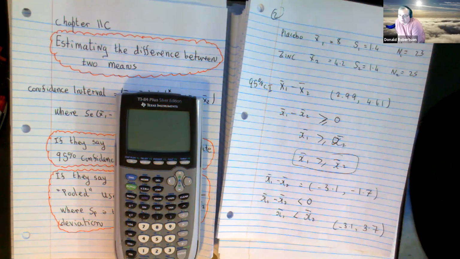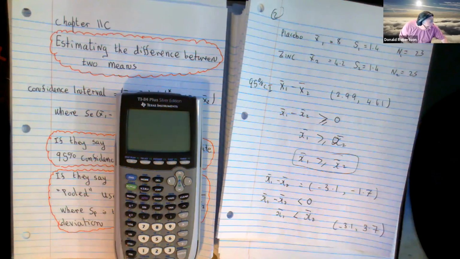Can you remember there was a similar result when you did the difference between two population proportions? If the interval was always positive, the first guy was bigger than the second. If the interval was only negative numbers, the first guy was less than the second. And if it contained 0, you couldn't tell the difference between the two. Any questions about that? Are we good?